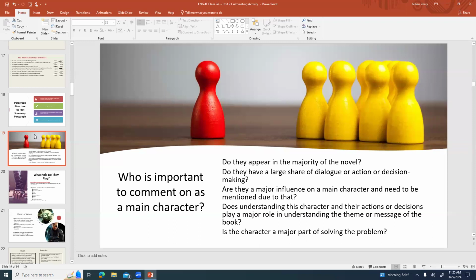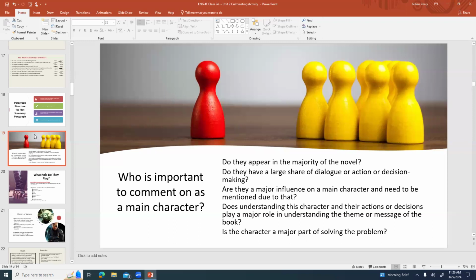First of all, do they appear in the majority of the novel? If they appear in every single chapter and they're always doing stuff, they're probably a main character. Do they have a large share of dialogue or action or decision making? Are they a major influence on a main character? And they need to be mentioned due to that.